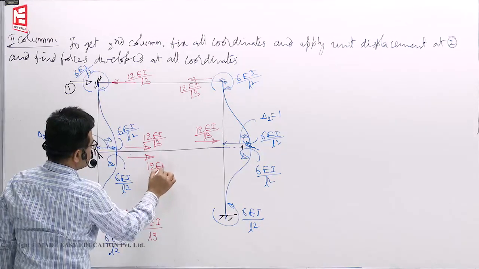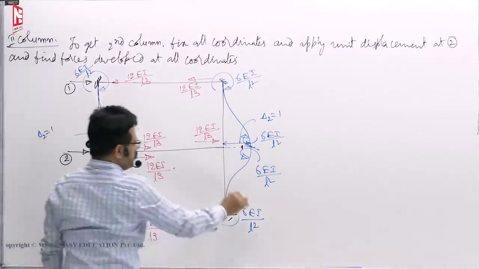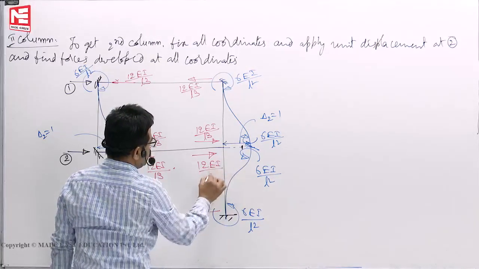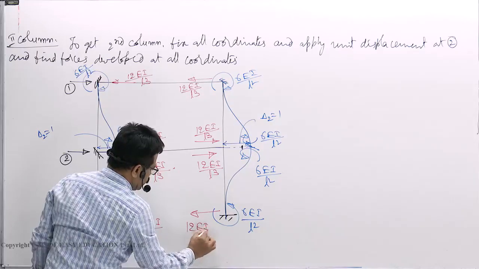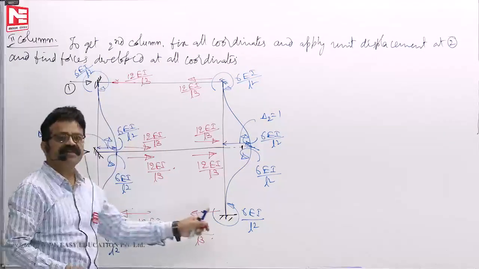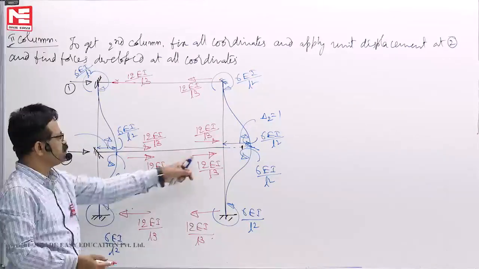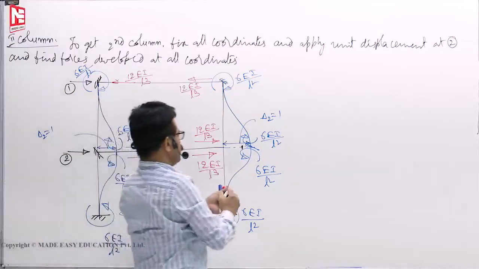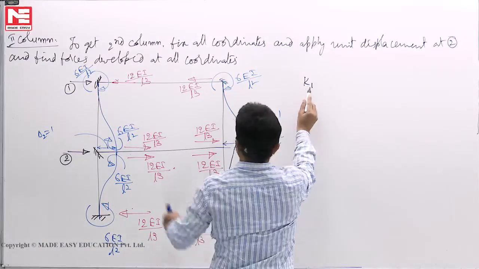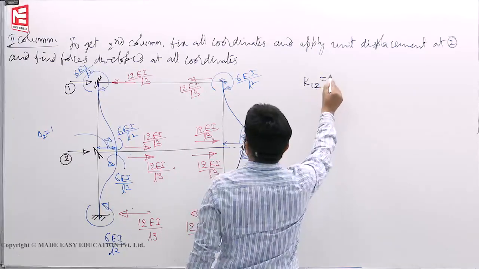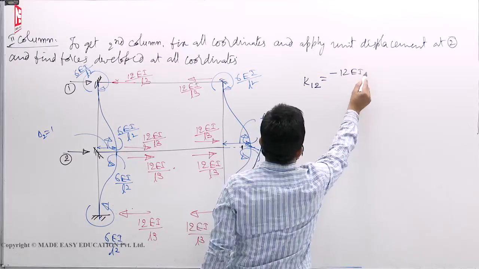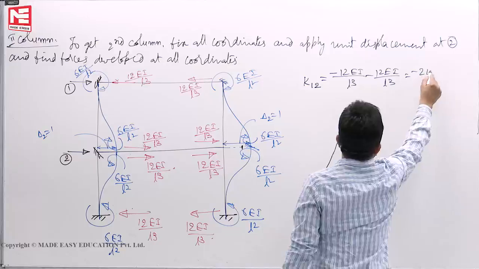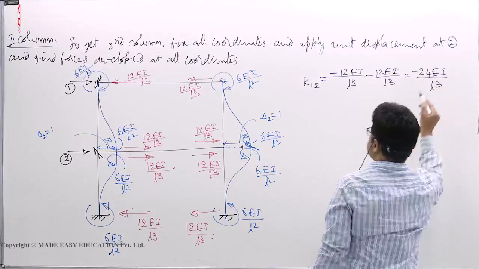Here also 12 EI by L cube. Here anti-clockwise, so clockwise. 12 EI by L cube. Here also 12 EI by L cube. Since coordinates are not here, we don't have to deal with them, but this you have to deal. Coordinate 1 right side, but forces are left side, so negative you have to take. Force at 1 because of the displacement at 2 is minus 12 EI by L cube minus 12 EI by L cube. So you will get minus 24 EI by L cube.